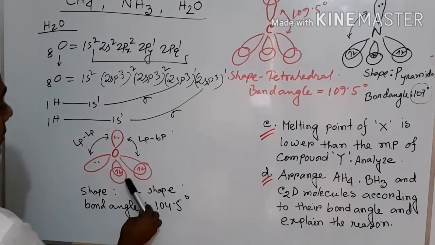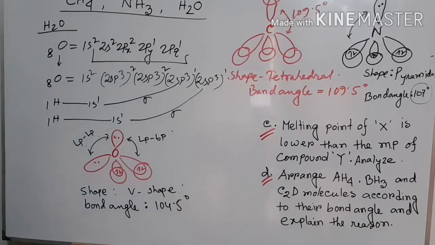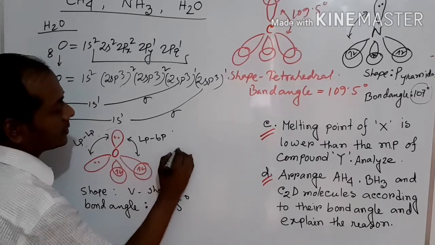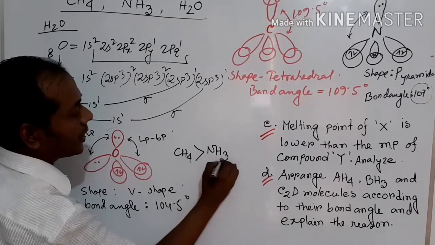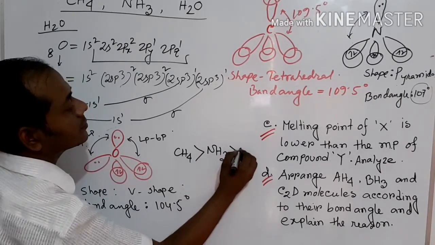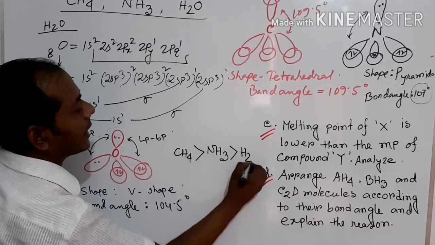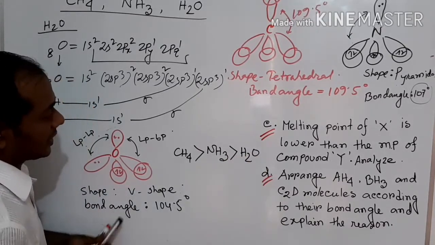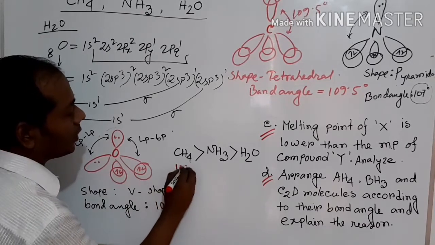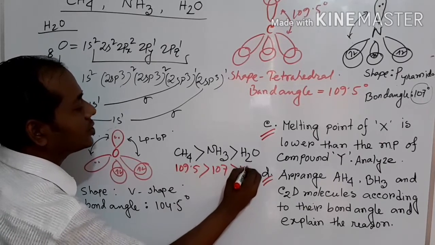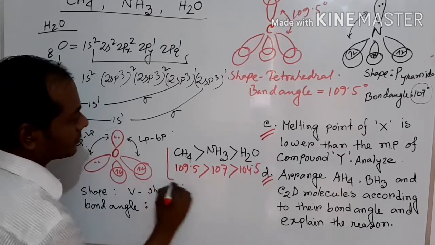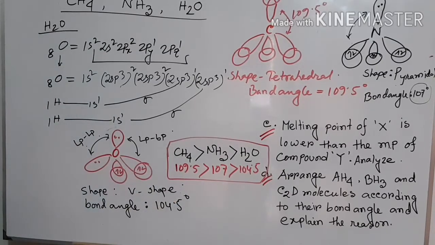If we see these three shapes and bond angles, we can arrange them like this: CH4, NH3, and H2O. That is, the bond angles are 109.5, 107, 104.5. This is their arrangement.